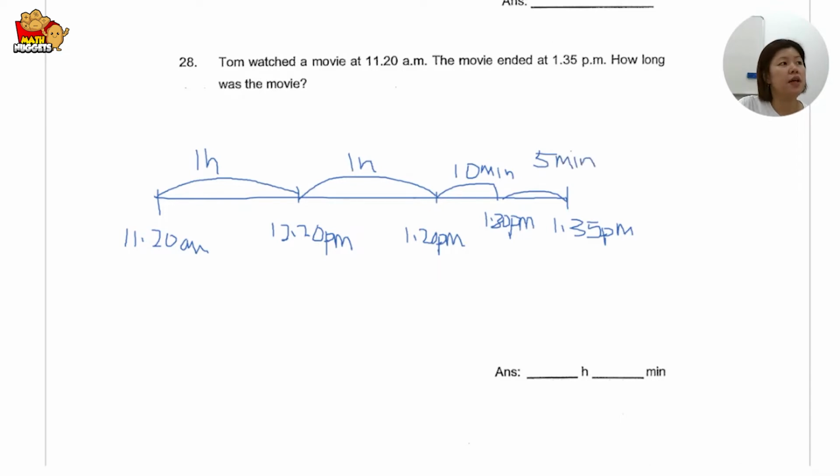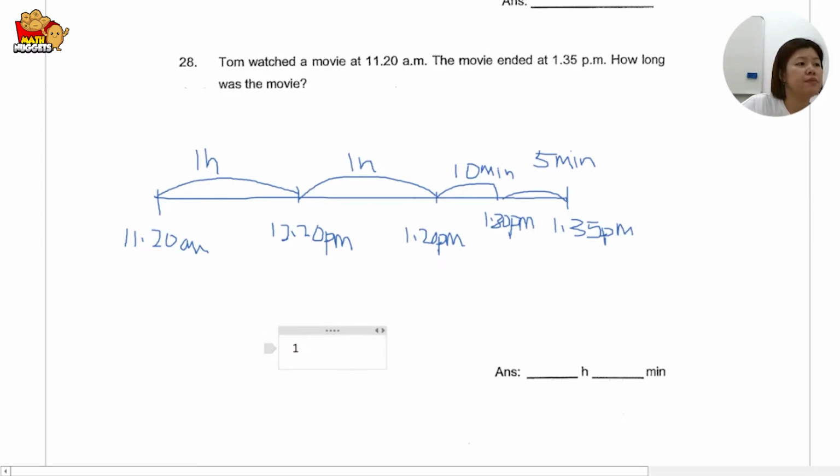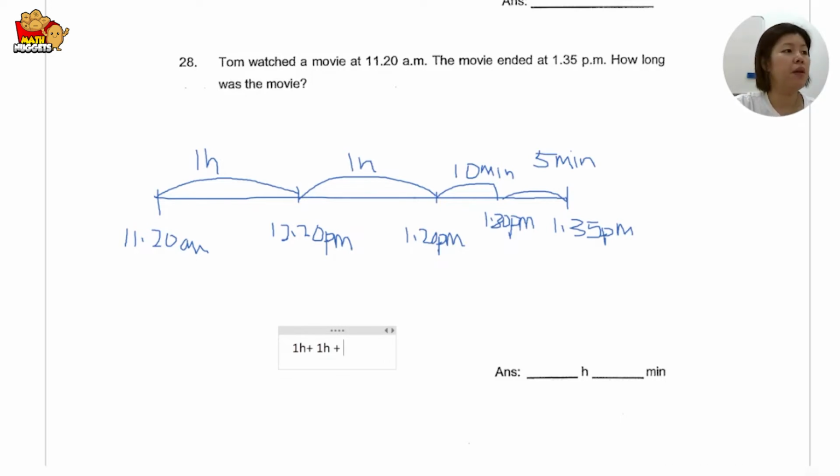So total time is actually 1 hour plus 1 hour plus 10 minutes plus 5 minutes equals to 2 hours and 15 minutes.